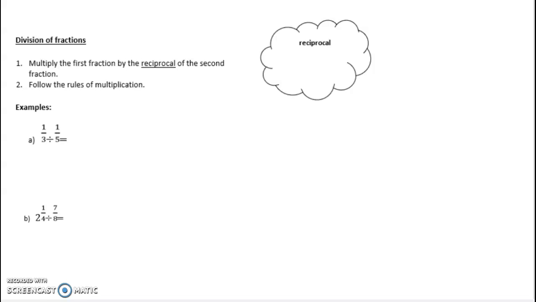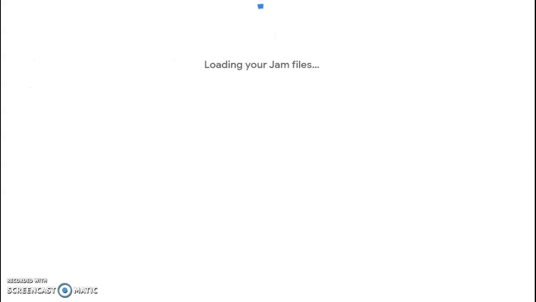Okay, so first things first, we're talking about division of fractions now. It says you're going to multiply the first fraction by the reciprocal of the second fraction. And then it says follow the rules of multiplication. So reciprocal, that's what this little guy is over here. So the reciprocal is the second fraction flipped.